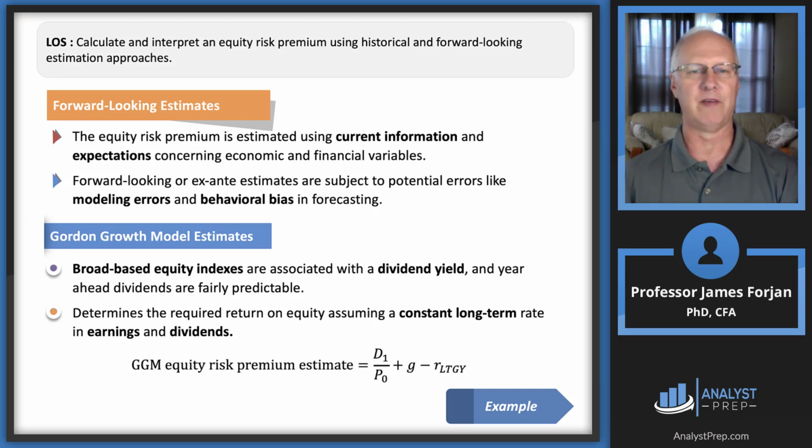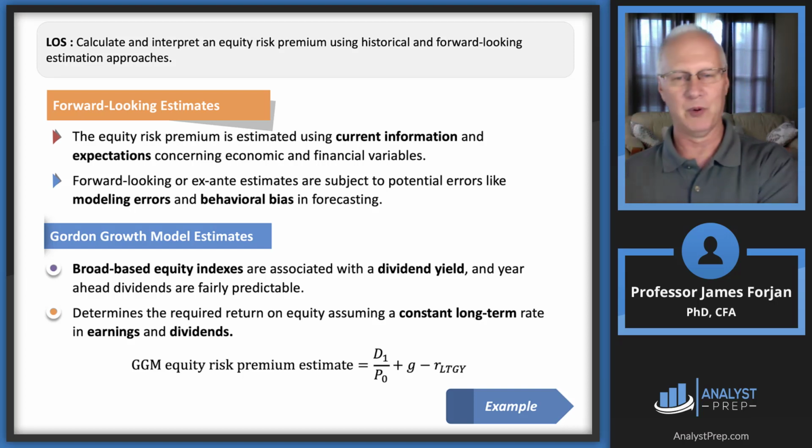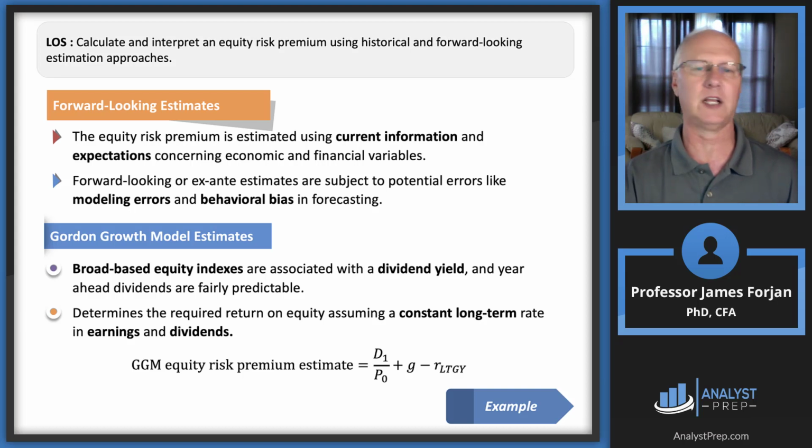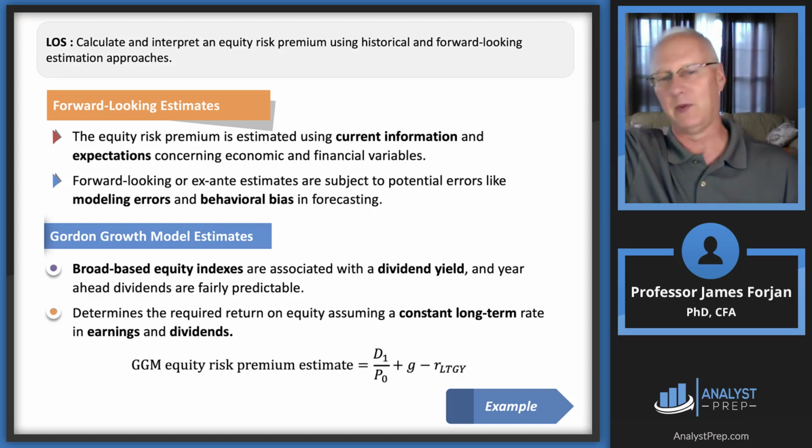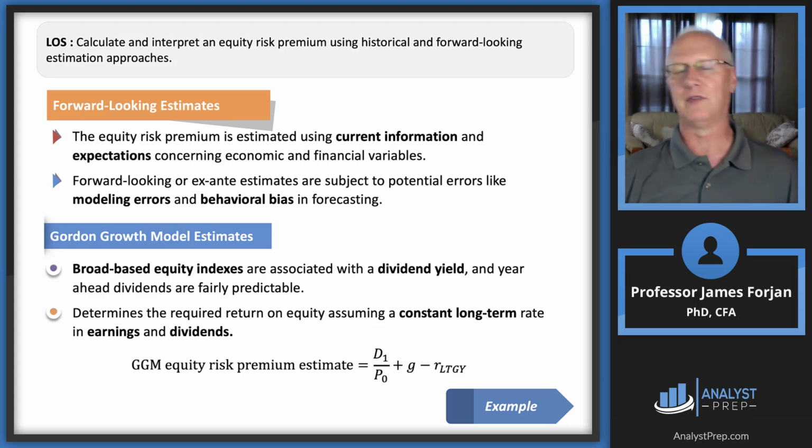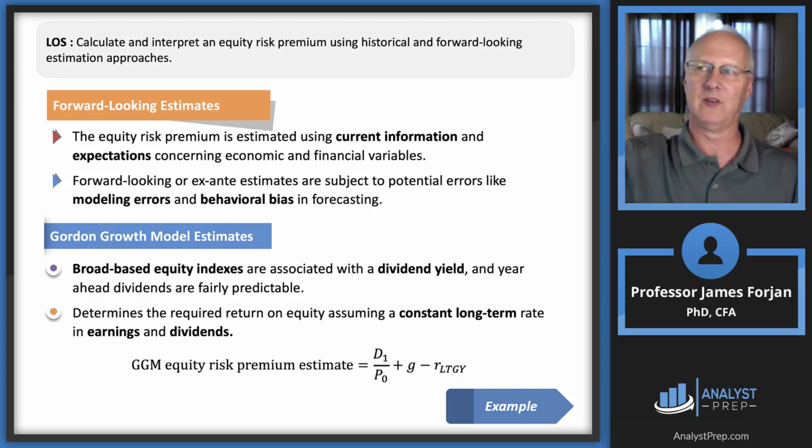All right, how about if we use our favorite Gordon growth model here? So what we can look at are these broad equity indexes. They are associated with a dividend yield, right? You can compute that dividend yield, and look at that last part of the first circle point. Year ahead dividends are, and this comes right out of the reading, fairly predictable. Not perfectly predictable, but if you look at companies like Johnson & Johnson and Coca-Cola, they pay a dividend and it's pretty much extremely stable regardless of what's happening with COVID or what's happening with international conflicts or what's happening with the local economies. Those dividends are fairly predictable, not perfectly predictable. So make sure you don't fall into that trap on an exam question.